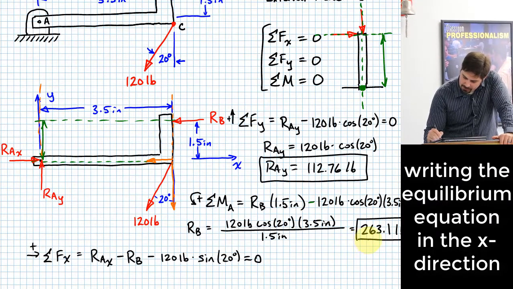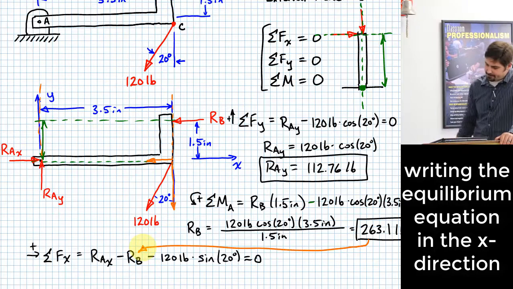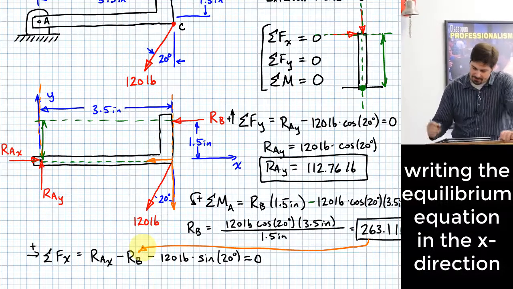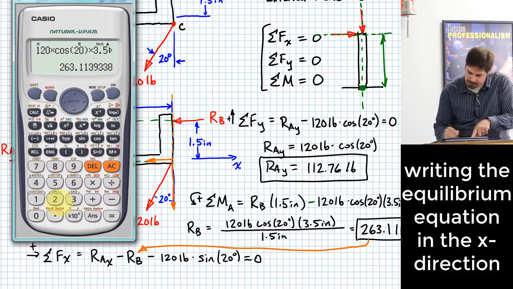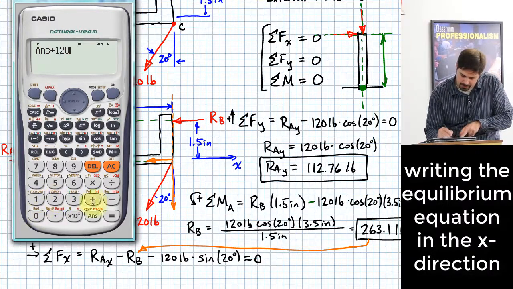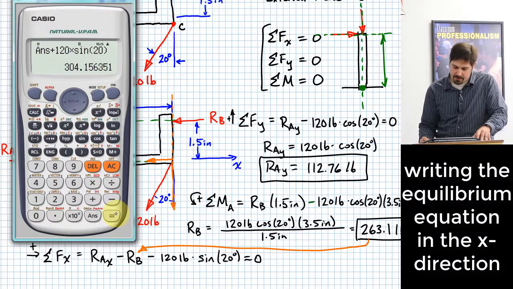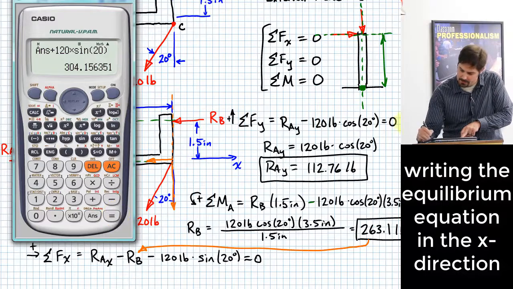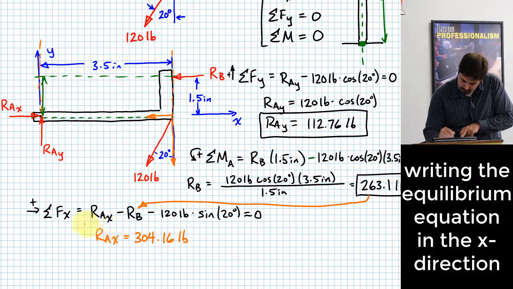Okay, I take my value that I got for RB and plug it in, and then I solve for RAX. So what that would give me here would be 263.11, plus 120 times the sine of 20. And that would give me 304.16 pounds.